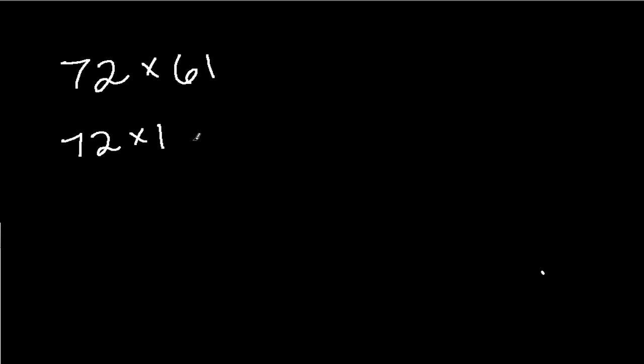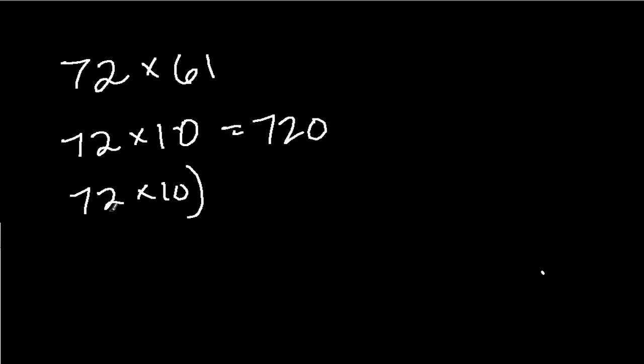Now we can use this idea to think of any combination of numbers. 72 times 61. What do we do here? Well, 72 times 10 is not so bad, and 61 is almost a multiple of 10. So why don't we think of this as 72 times 10, which is 720. And then, well, 60 would be 6 times bigger than that. So we take 72 times 10, which was 720, and multiply that by 6.